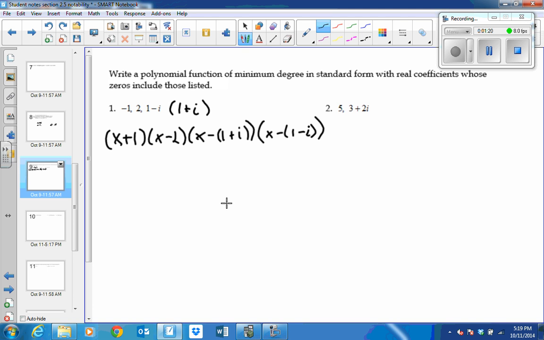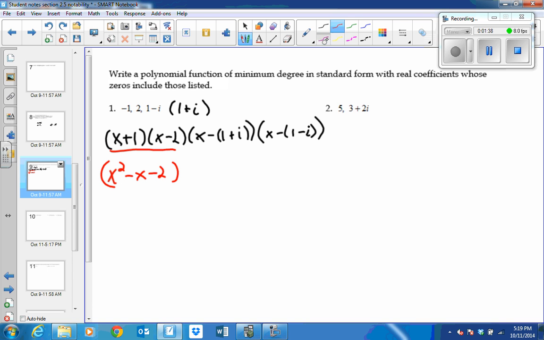Now when we simplify, this is not very fun to multiply out, but we're going to have to do it. So these first two are fairly easy to multiply out. We're just going to get x squared minus 2x plus x, which gives us minus x, and then minus 2 for that red part.